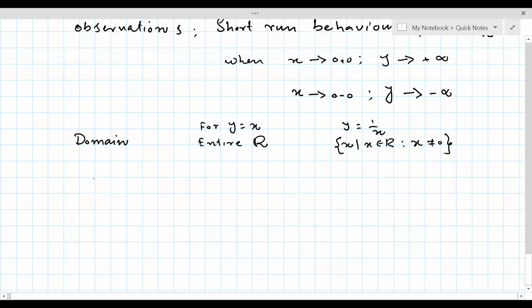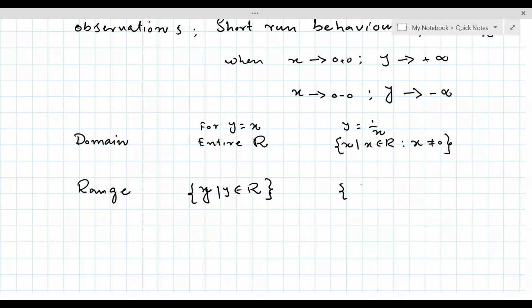Similarly, for range, this means y, where y belongs to R, and this is the range. Same thing here, y is never equal to 0 for 1 over x. So here it will be y, where y belongs to R, but y equal to 0 is not permitted, therefore we exclude that part here as well.